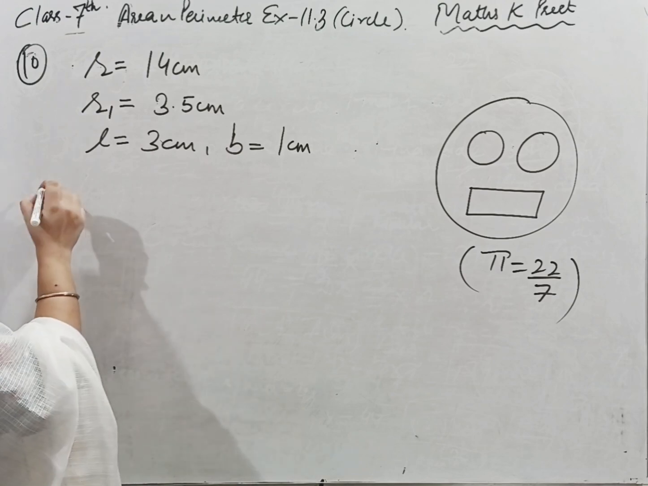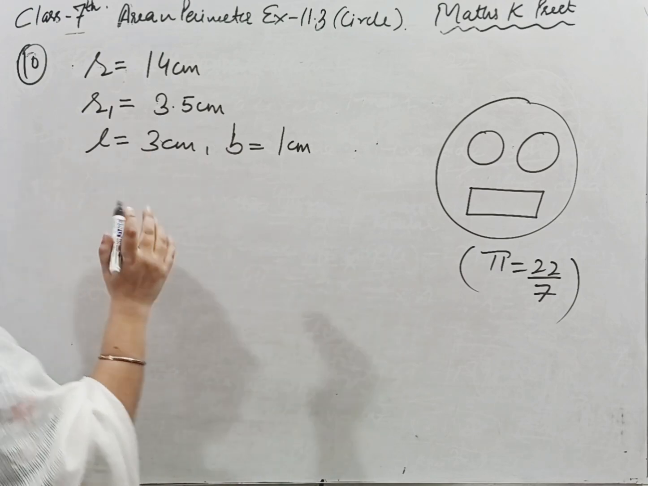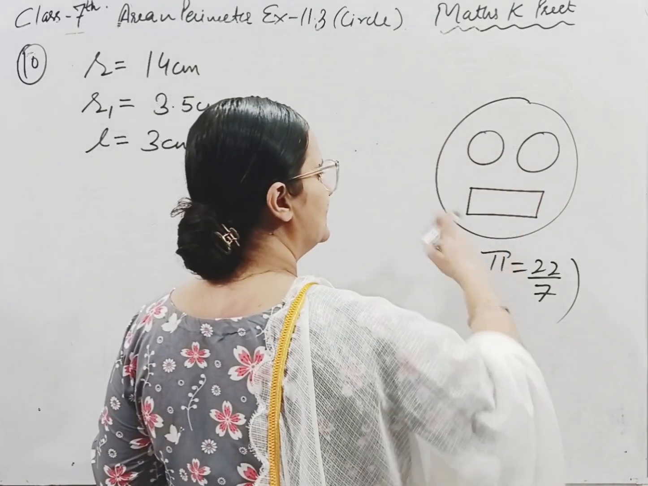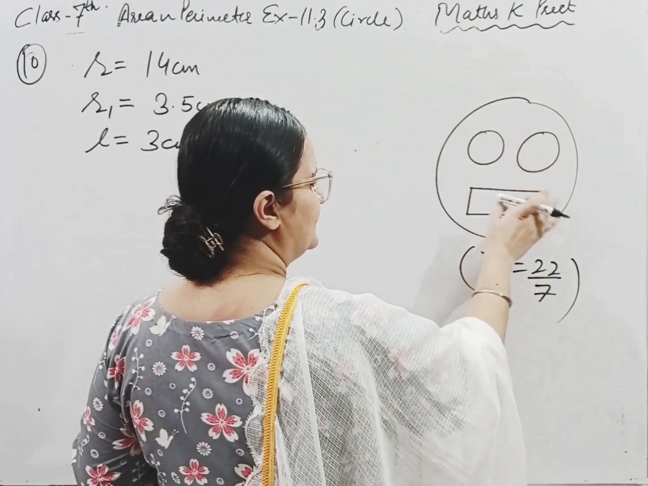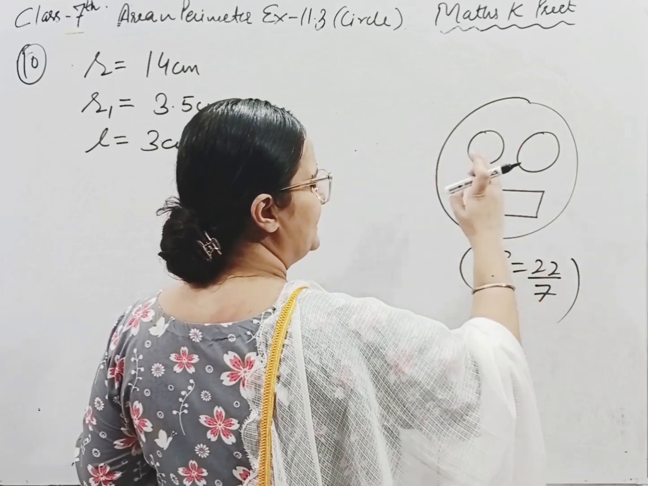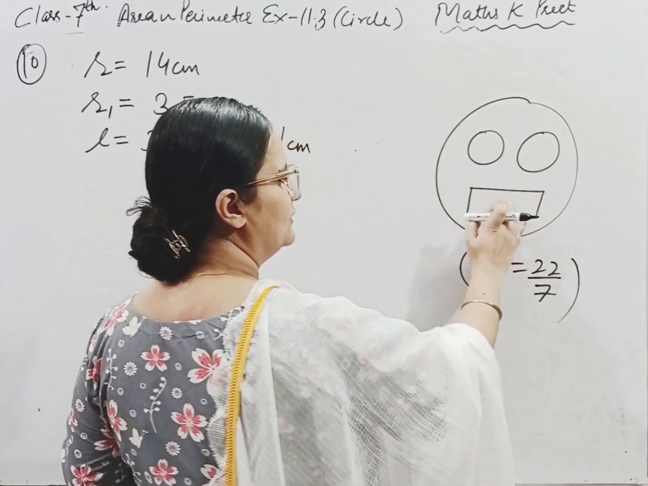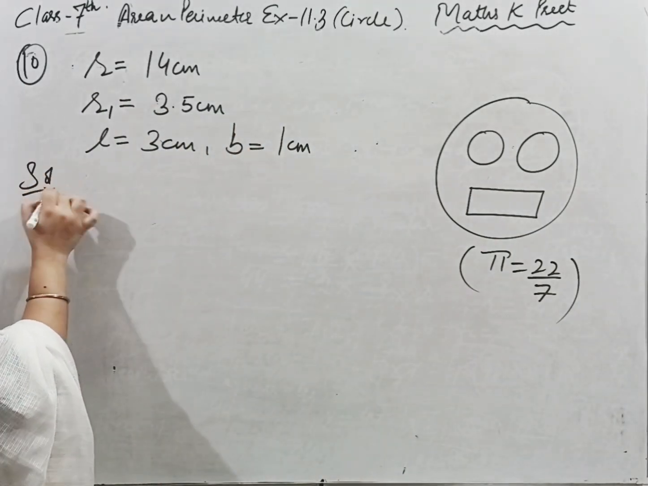So first, to find the area of the remaining sheet, we will find the area for this complete sheet, then the area of these two circles and the area of this rectangular piece. Then from the complete area, we will subtract the values of the area of these parts. So let's see the solution.